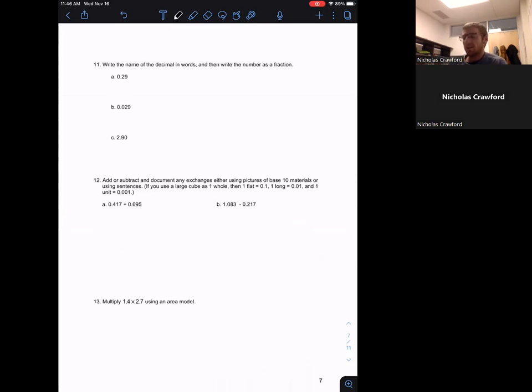Okay, so we need to write some of these names down, right? Remember that it starts at the tenths to the right of the decimal place, and then hundredths, and then thousandths. So this one would be 29. And then what am I at? I'm at the tenths, hundredths. So 29 hundredths.